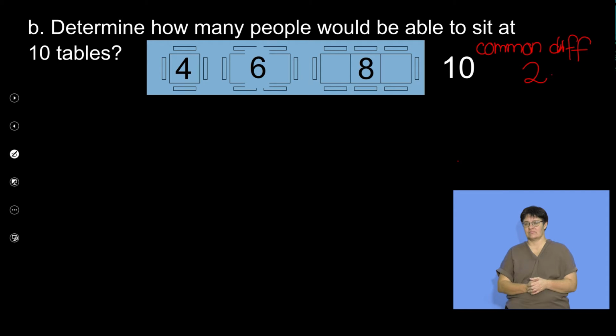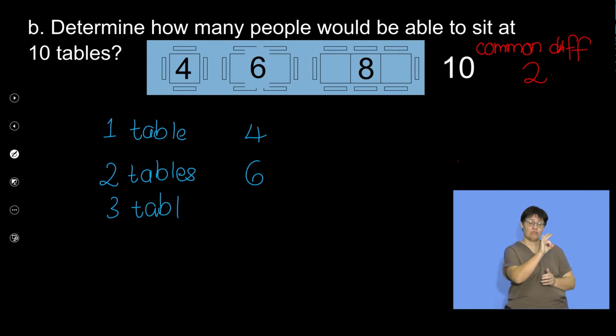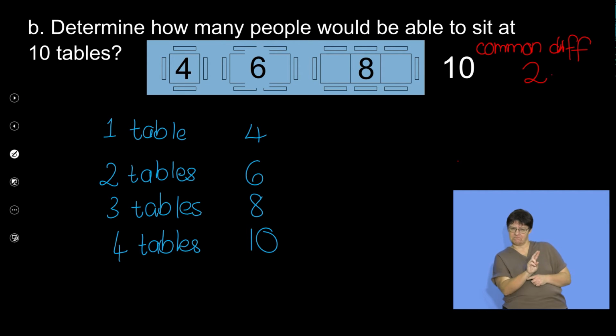So at one table, I have 4 students. At 2 tables, I have 6. At 3 tables we discussed we have 8. And at 4 tables we discussed that we have 10. So I'm going to ask everyone to see if they can see a connection between the tables and the common difference.